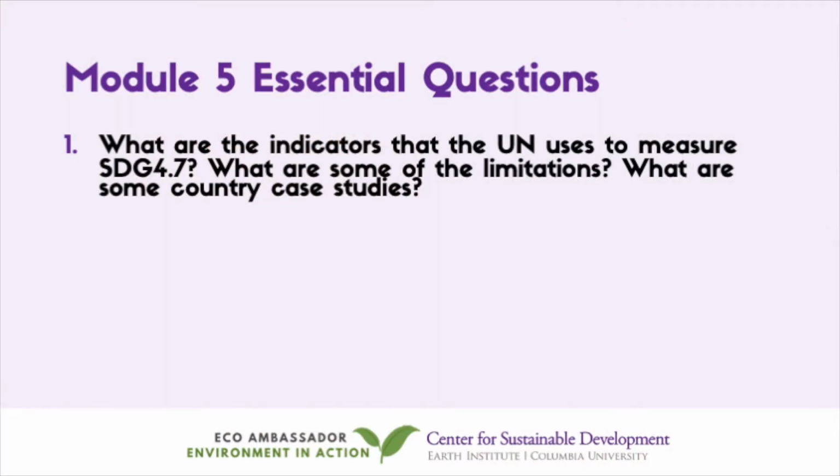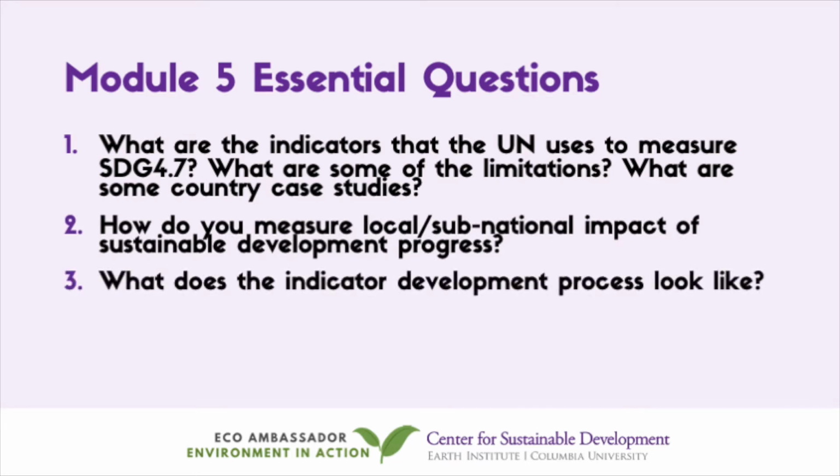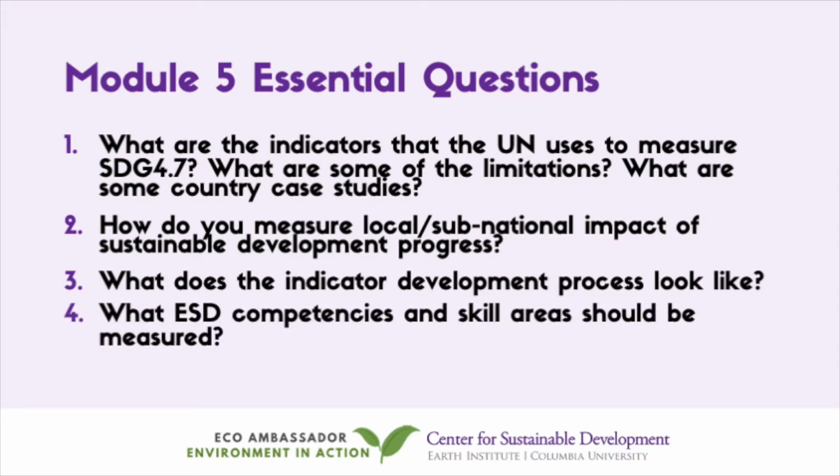This module grounds some of what might be more familiar ideas about measuring student learning and progress within this larger SDG indicator framework to help us develop ideas and tools for measuring and documenting progress toward achieving Sustainable Development Goal 4.7. The essential questions we'll discuss in this module include: what are the indicators that the United Nations uses to measure SDG 4.7? And what are some of the limitations? What are some country case studies? How do you measure local or subnational impact of sustainable development progress? What does the indicator development process look like? And what education for sustainable development competencies and skill areas should be measured?